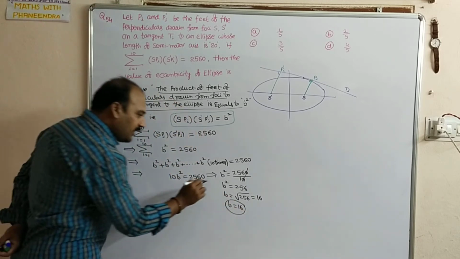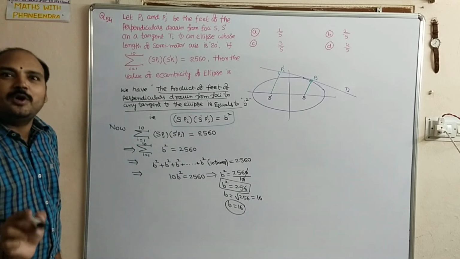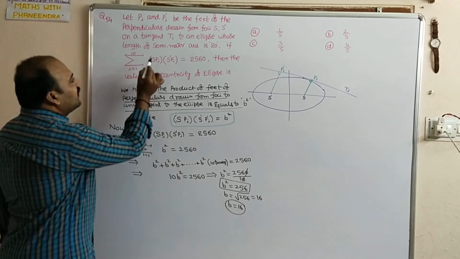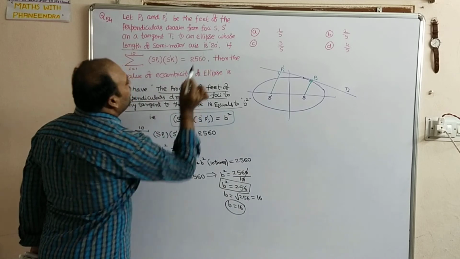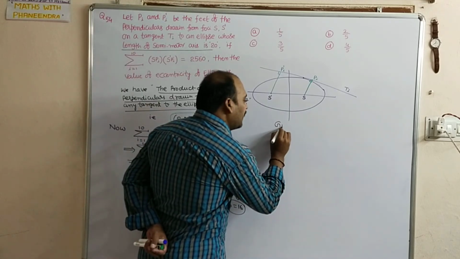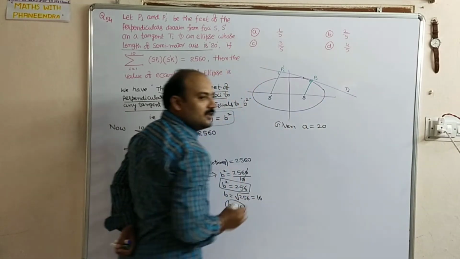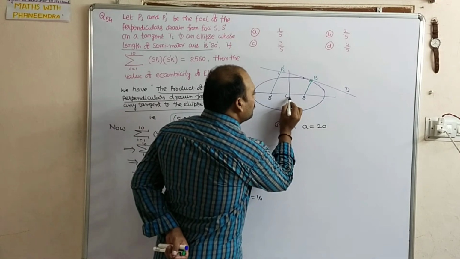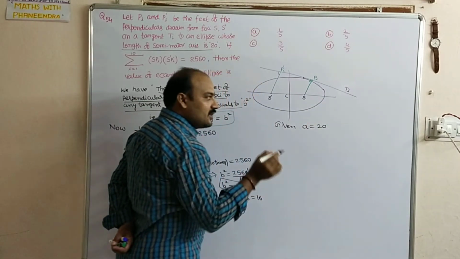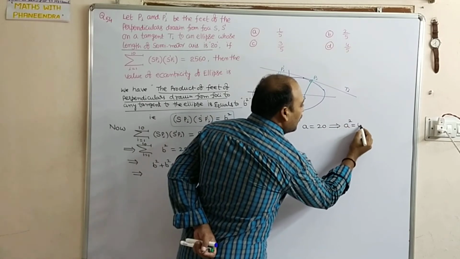B value we got it, b squared value also we got it. And one more important piece of information is given: the length of the semi-major axis, small a is equal to 20. Semi-major axis from here to here, value is given as 20. So obviously a squared is equal to 400, which is 20 squared.